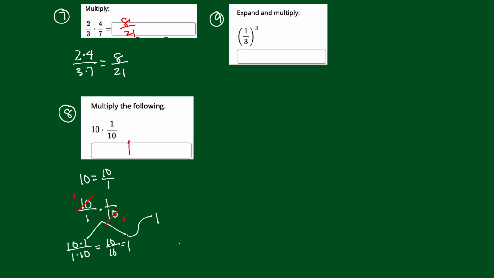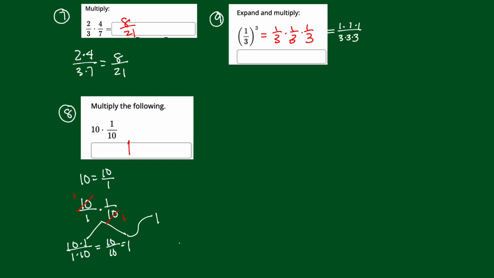Problem number 9 asks us to expand and multiply. Now by expand, what they mean is this. We're going to write that 1/3 cubed as 1/3 times 1/3 times 1/3. So the 1/3 appears in a multiplication 3 times. That's what it means to expand. Now let's multiply. So to multiply, I see nothing common between the numerators and denominators, the tops and the bottoms. So I'm just going to multiply this straight across. So I'm going to write this as 1 times 1 times 1 over 3 times 3 times 3.